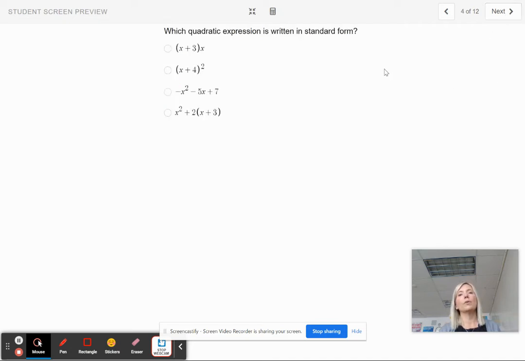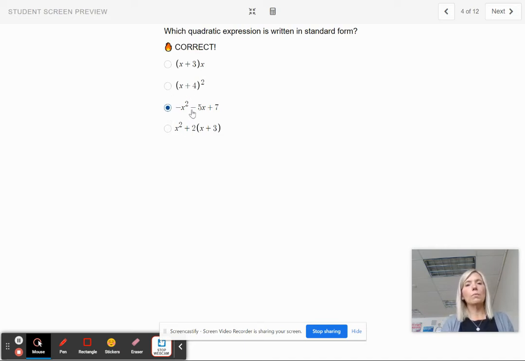On slide 4, which quadratic is written in standard form? So the first and second one, they have some multiplying parentheses, not standard form. Same with the last one, just the third one down. Negative x squared minus 5x plus 7 is in standard form. It's all been multiplied out. There's no parentheses. So that's it.